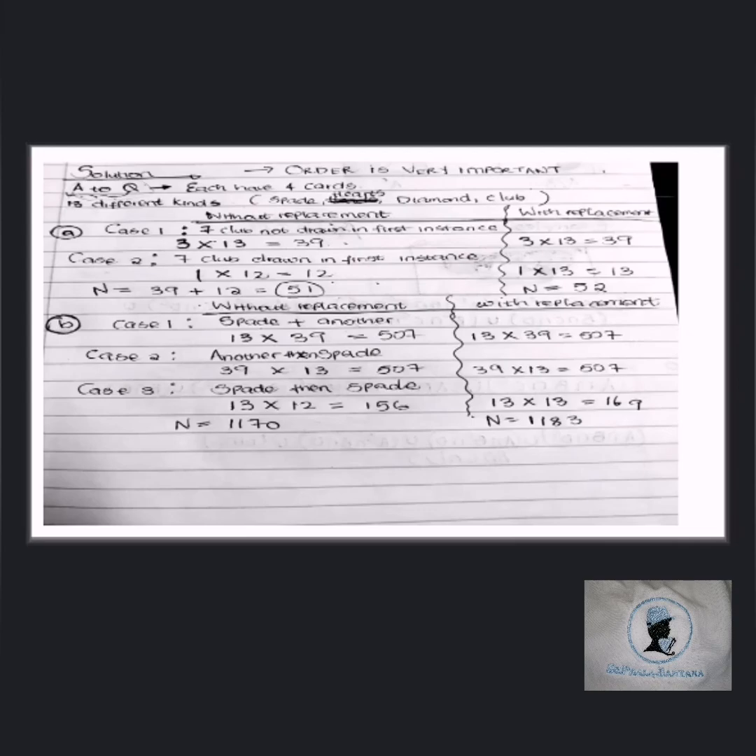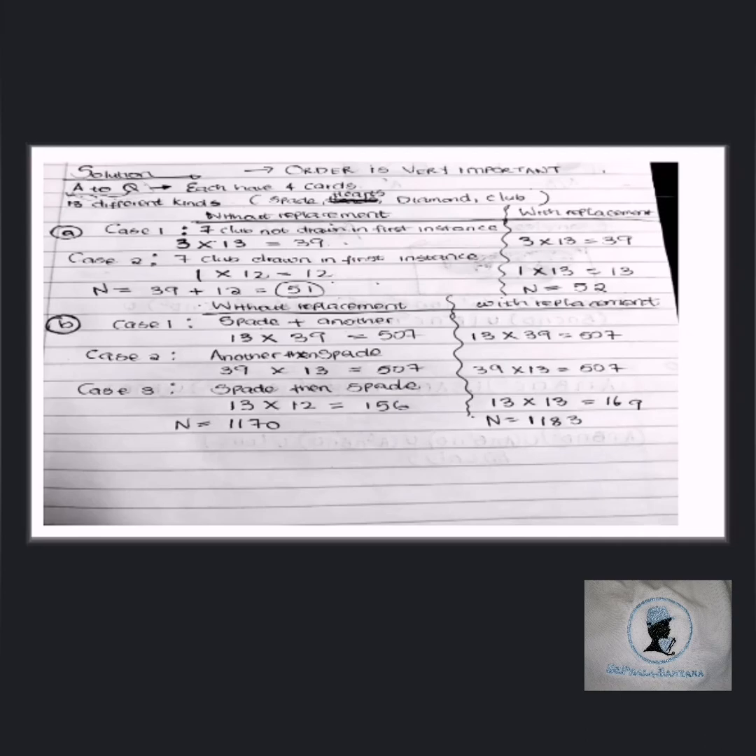And case 3 says, what if we draw a spade, then a spade? Without replacement, we will say 13, right? And then we've taken out 1 spade, so in the deck we have 12 spades remaining. So it's going to be times 12 equals this. So the last case says spade and a spade.